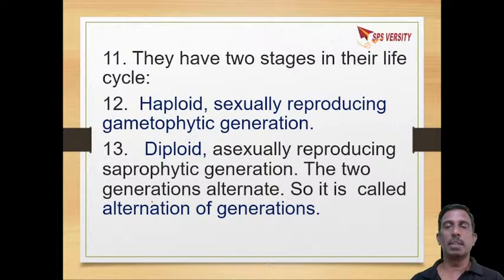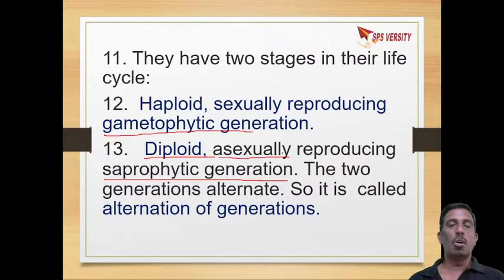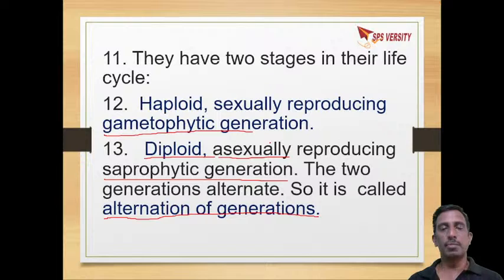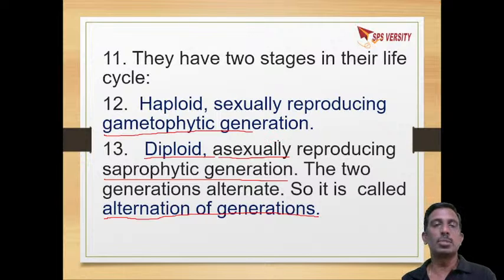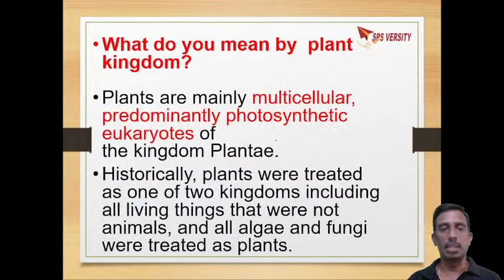And in plants' life cycle there are two stages, one is gametophytic stage and sporophytic stage. Gametophyte is haploid, which reproduces sexually. Sporophyte is diploid, which reproduces asexually. And they come alternately. So it is called alternation of generation. So alternation of generation means the gametophyte and sporophyte will come alternately.